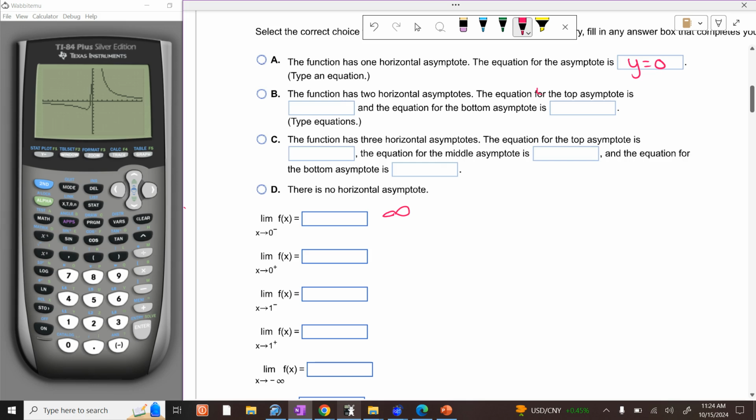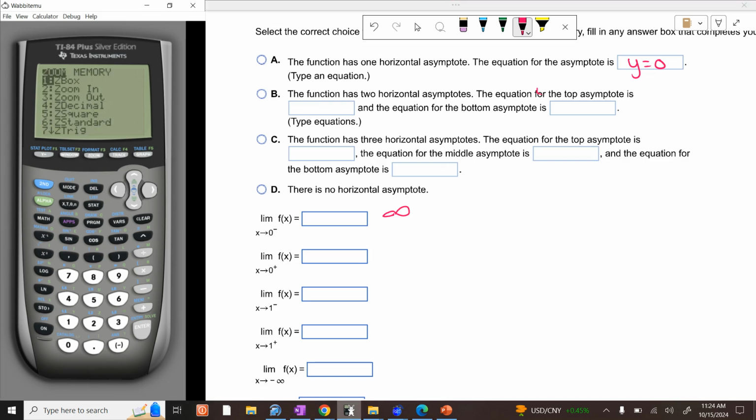As we go towards 0 from the right, now I don't see anything happening here. Okay. I'm going to zoom out once from 0, 0. I'll see if I can see anything else happening. Nope. Can't see anything going on, so I'll zoom back in with zoom 6. Gets me back to my 10 by 10 window.